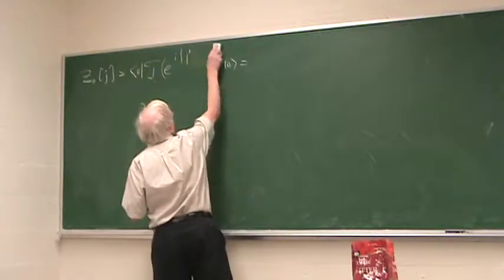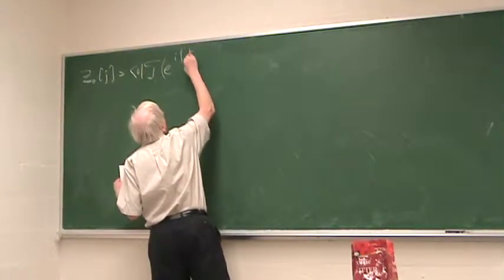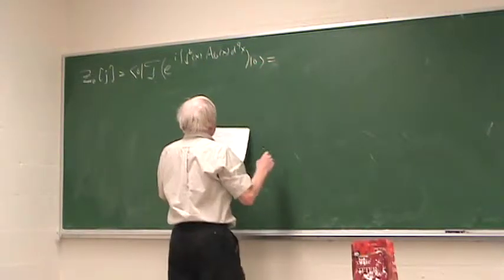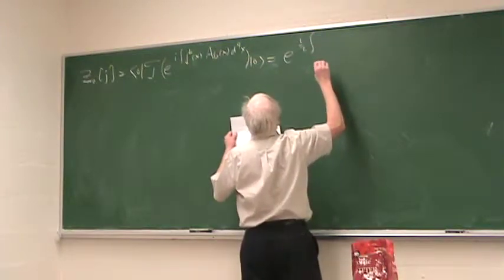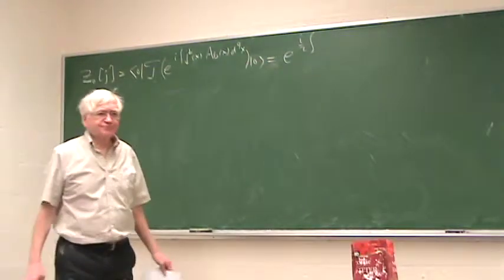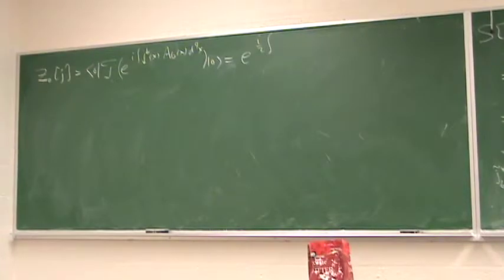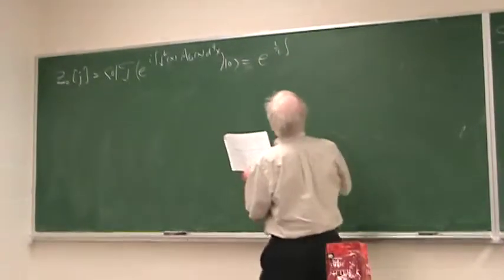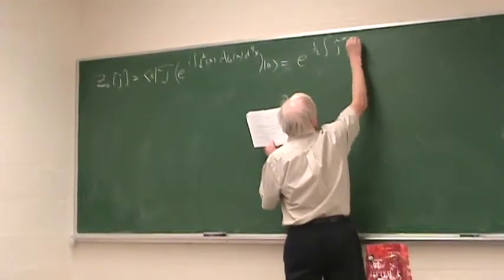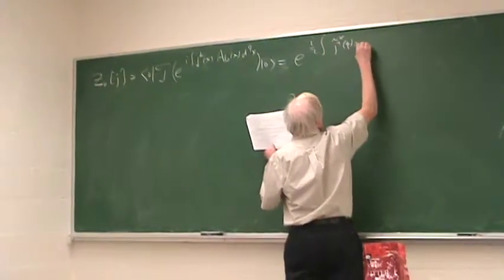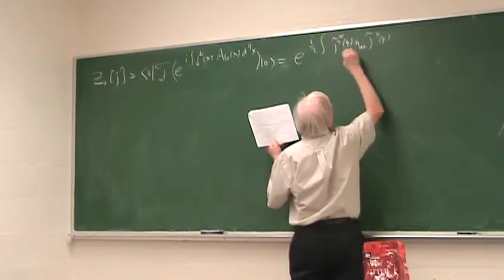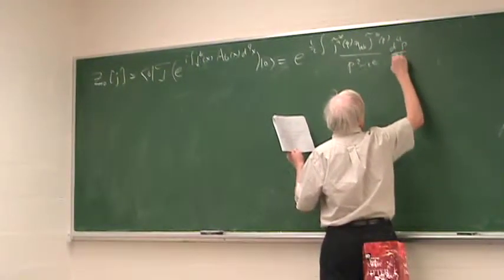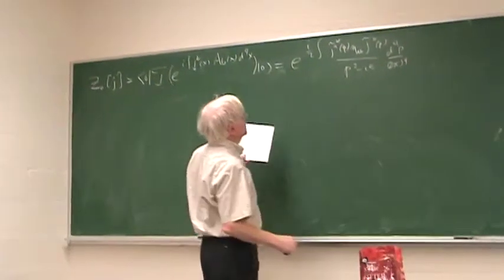Maybe I should be more explicit. J B of x, J B of x equals, now, I'm going to assign this as a homework problem. It's not a very deep homework problem, but this exponential over here, well, I'll write it twice. It's first e to the i over 2 J star of p, let us say upper A to AB, J tilde B of p over, let us say, p squared minus i epsilon, d4p over 2 pi to the fourth. That's all in the exponential, okay? Is that clear?